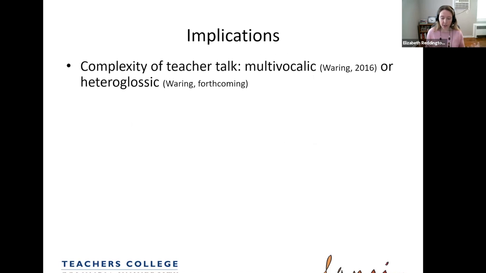So zooming out, I think a key theme in the current study really is the complexity of teacher talk, and recognizing that teachers can attend to various concerns simultaneously within as small a space as a single turn or a single utterance. And I think it's valuable when doing classroom-based research to see teacher talk in this way, as multivocalic or heteroglossic, as Waring has put it.